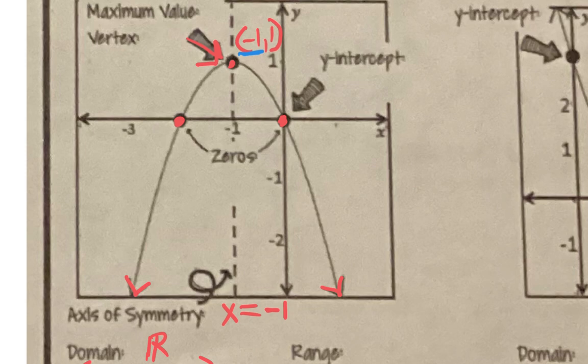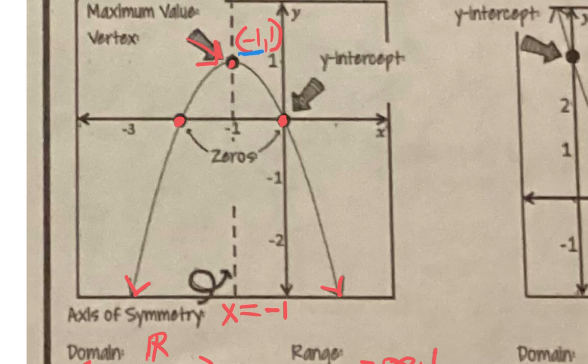All right, let's look at the range. Range. I'm going from bottom to top now. So what is my lowest point? Again, looking at those arrows, I'm pointing downwards. So I'm going to start with -infinity, and I am going to go up. What is my highest point? We can look at my vertex. What is the y-coordinate of my vertex?